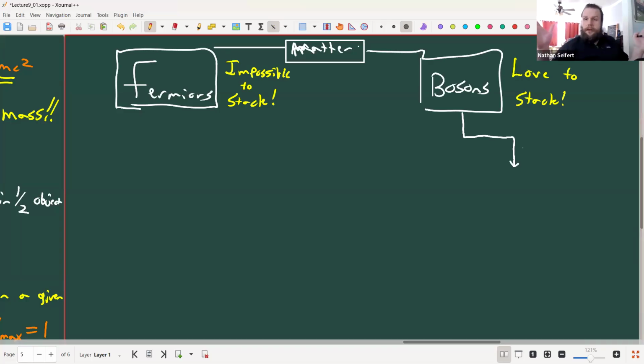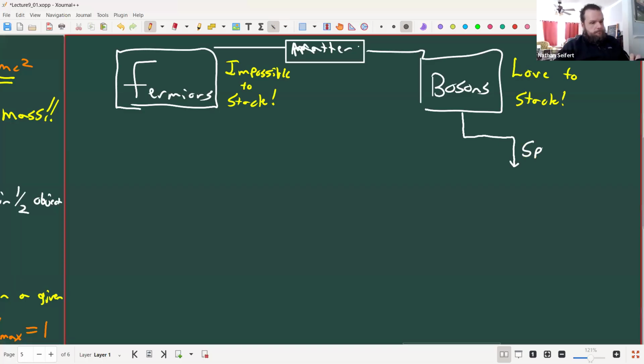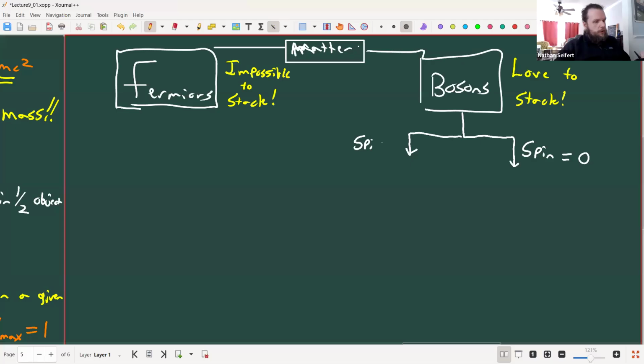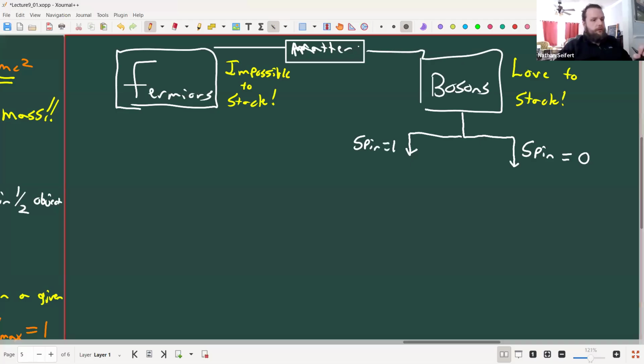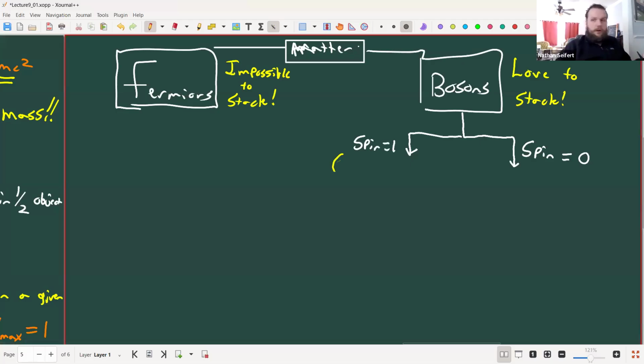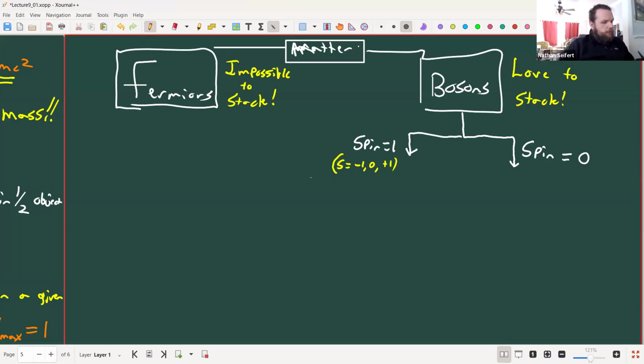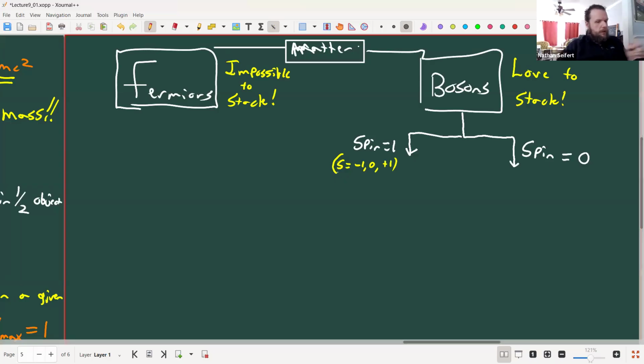They're split by their spins. There's a category of spin equals 0, and there's a category of spin equals 1. Now, what is spin equals 1? Well, this means that there are 3 states of spin. So S can be either -1, 0, or +1. And the way to think about this is with light. We'll come back to that.